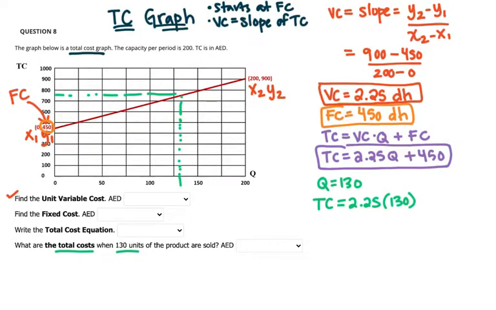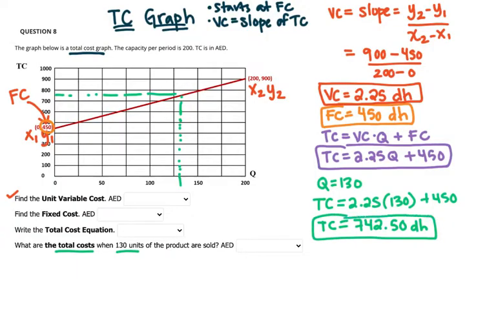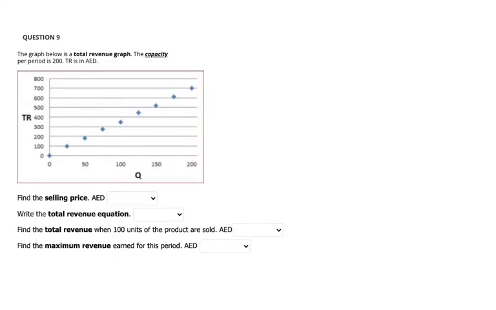We plug in 130 for Q, and then I'll calculate all of this in my calculator and get a value of 742.50 dirhams. And that looks like about what we see in the graph. Somewhere in between 700 and 800 is the cost when Q equals 130. So it turned out to be exactly 742.50.